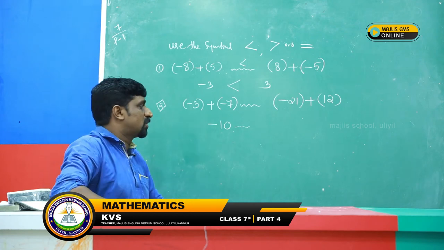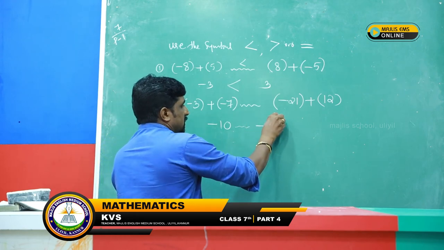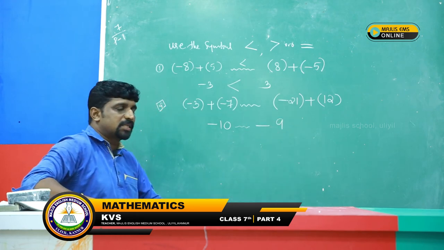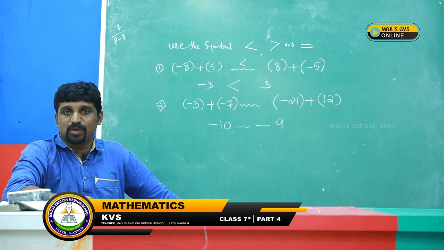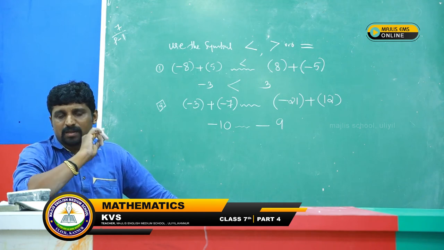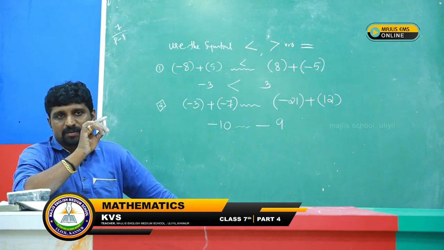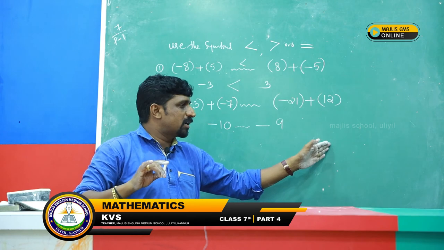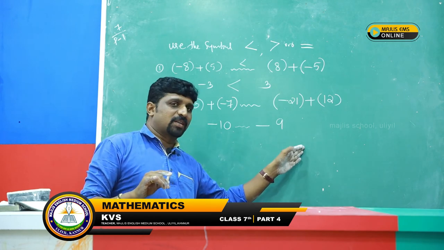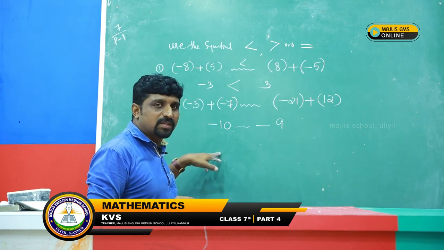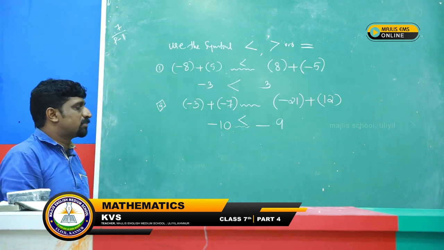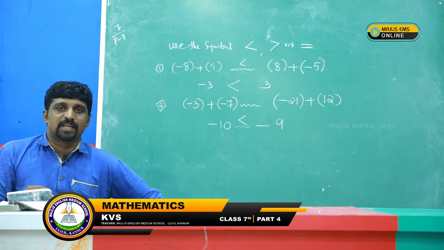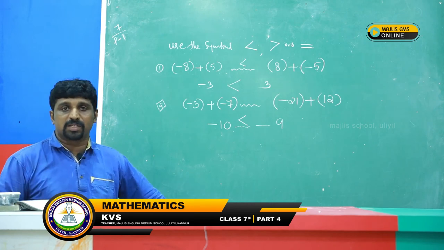Therefore, 21 minus 12, that is 9. Our answer is minus 9. Minus 10 and minus 9. Which one is greater, minus 10 or minus 9? Just look at the number line. Minus 9 is here. After that, minus 10 moves in this direction, to the left side. Therefore, this one is the smaller one. Answer we got like this: minus 10 is less than minus 9. Okay.